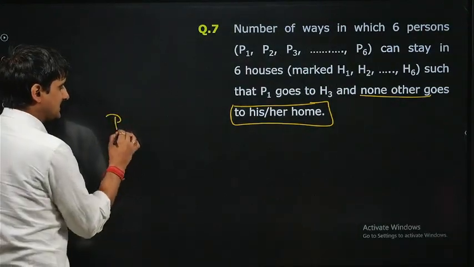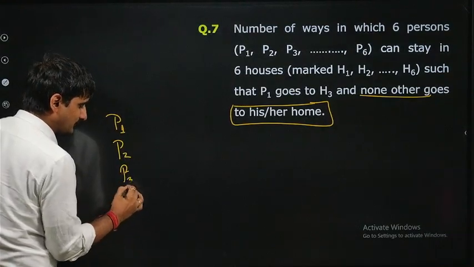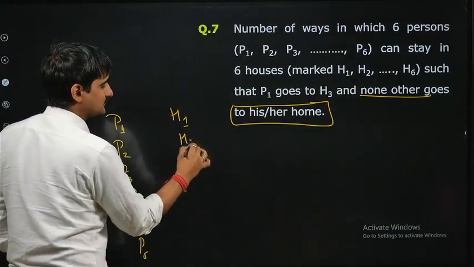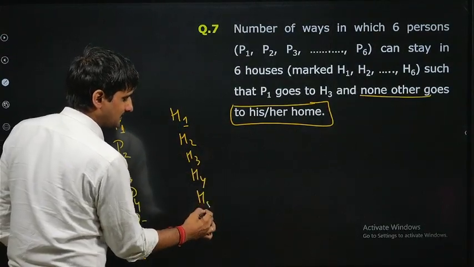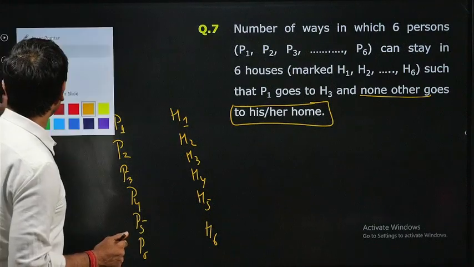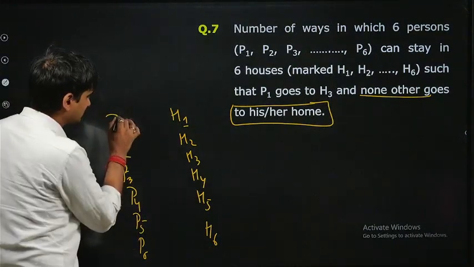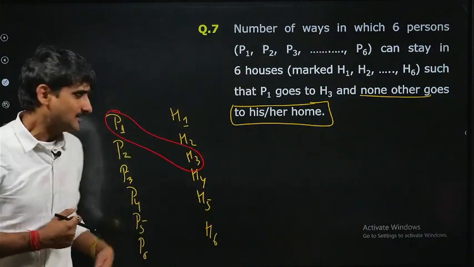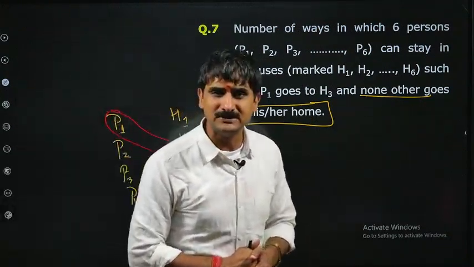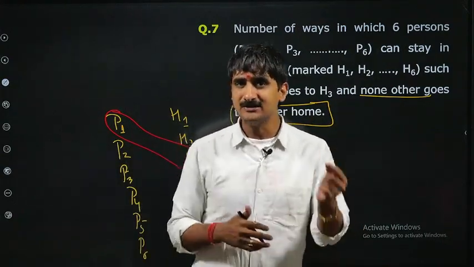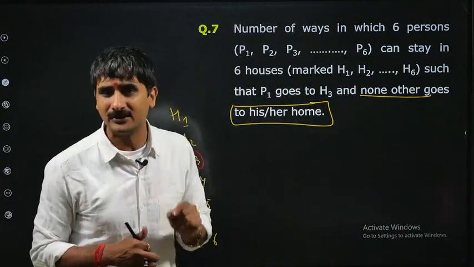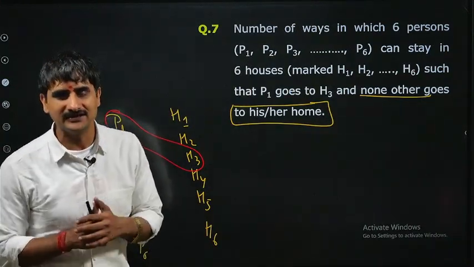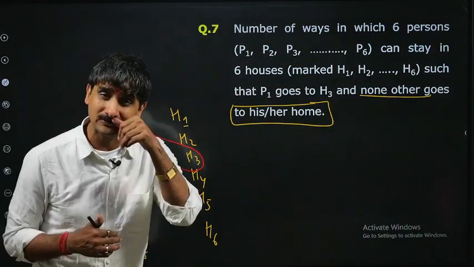So let us write: P1, P2, P3, P4, P5, P6, and their corresponding houses H1, H2, H3, H4, H5, H6. Now what are we given? We are given that P1 goes to H3, so that's fixed. Now in how many ways can the rest of the 5 persons, P2 to P6, go to the remaining 5 houses such that none of them goes to his or her own house? That's a question of derangement, but with a condition, and the condition is that the first person has to go to the house of the third person, that is H3.